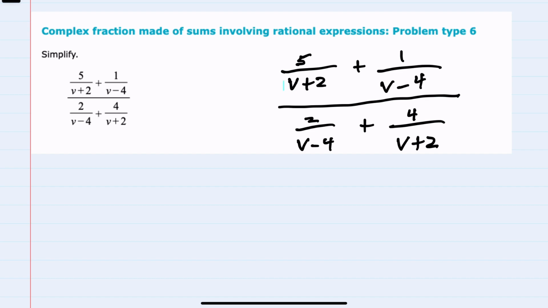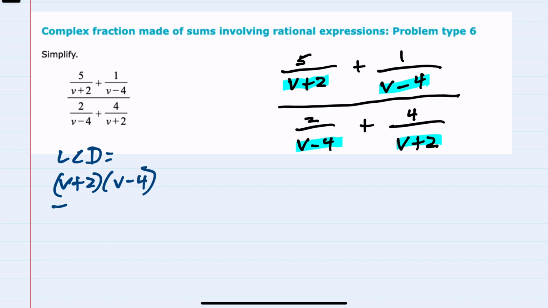Our goal is going to be to identify from all of these denominators in the top and the bottom what the lowest common denominator is. So we can see some commonalities here, but our lowest common denominator would need both the v plus 2 factor and the v minus 4 factor. This lowest common denominator has all of the denominators represented as factors.